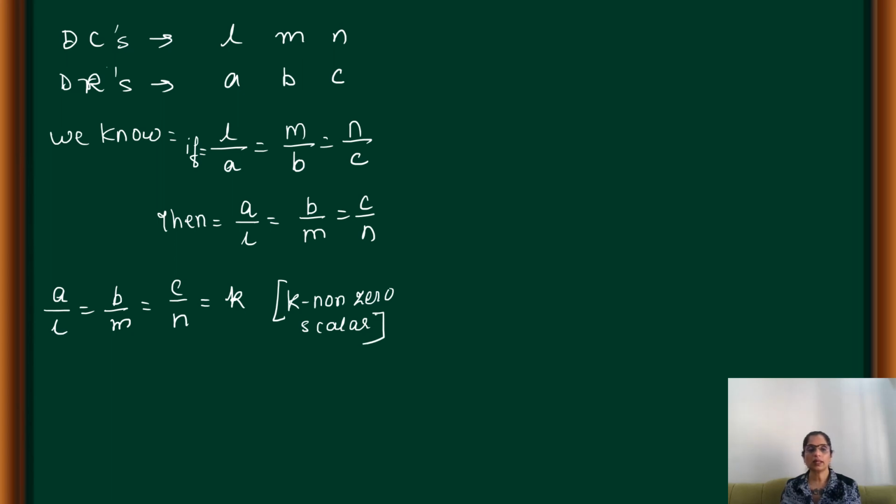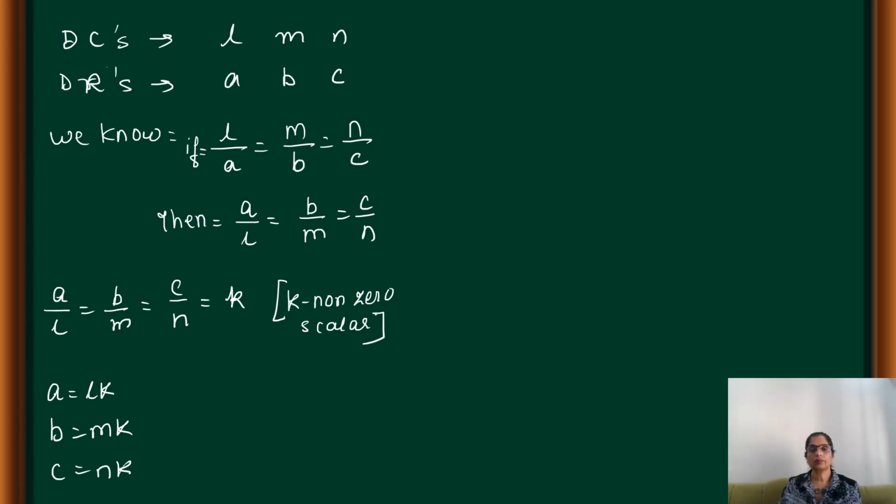That means, can I say then A is equal to LK, B is equal to MK, and C is equal to NK? Correct? I hope everybody is getting it. Have we got the value of A, B and C here? Okay. Now let's see the reverse, what's happening.